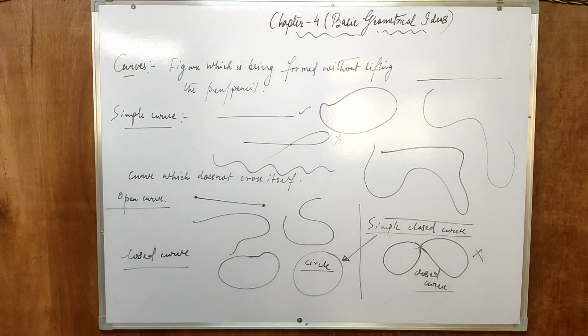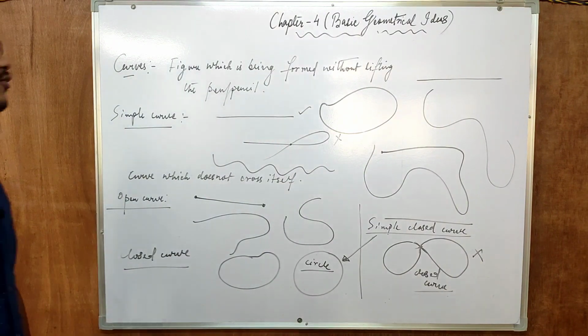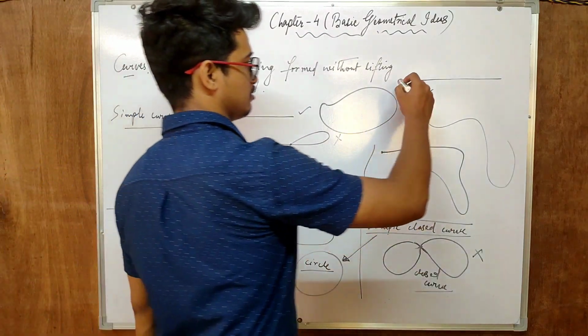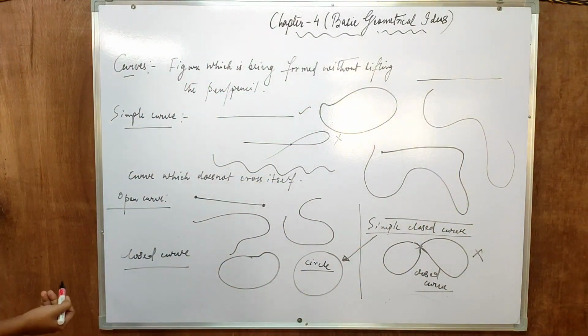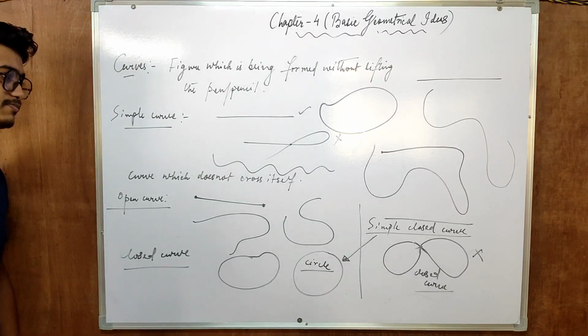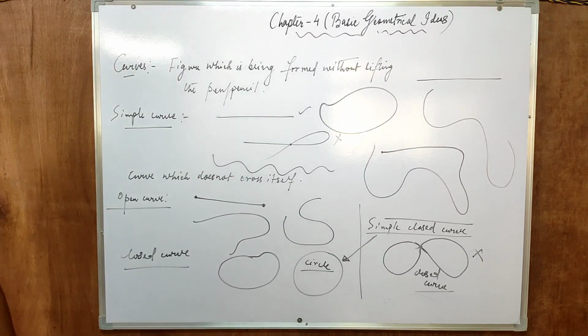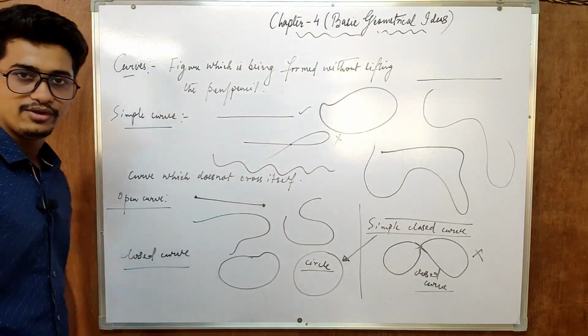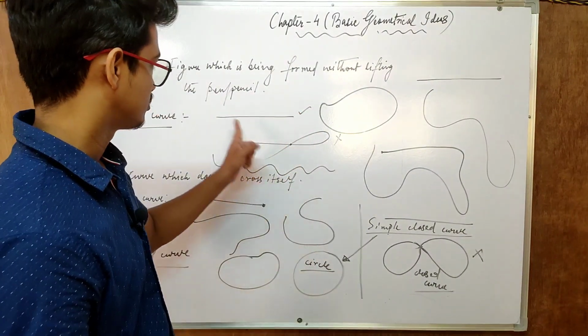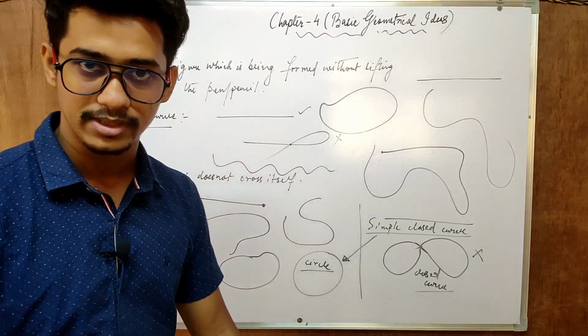Let me just summarize one more time. What do you mean by curve? Curve means a figure which is formed without lifting the pen. These are the figures. All right, done. After that, simple curve. Simple curve means what? A curve which does not intersect with itself. So this is a straight line. This is also a simple curve.